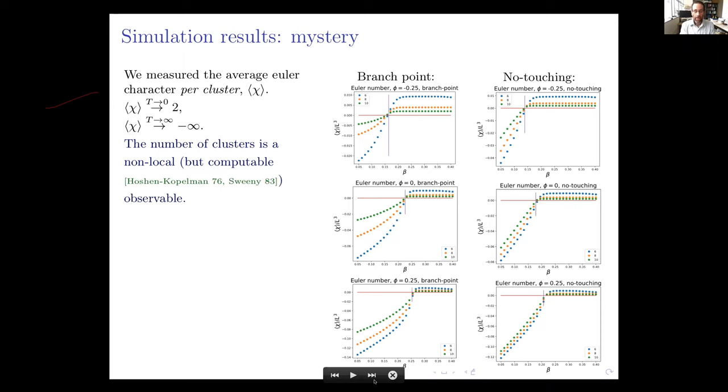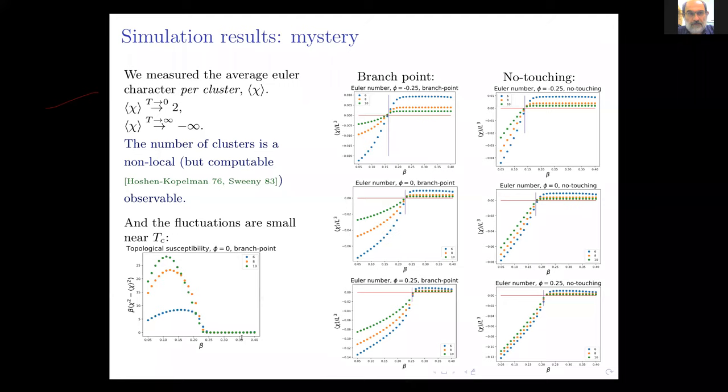And moreover, the fluctuation. May I have a question? Yes, please. Is this your simulation based on your modified model or the original Ising model with the correct sign factor and so on?